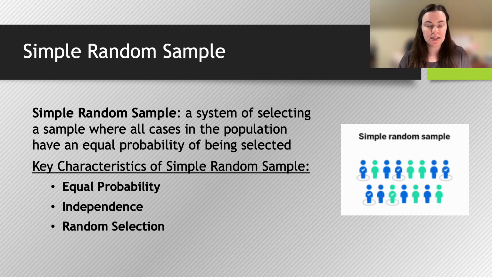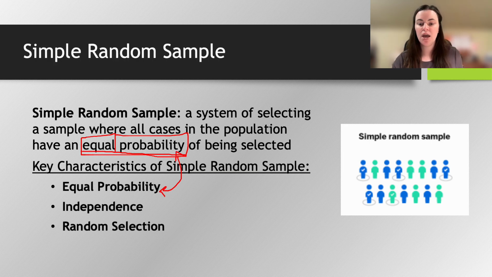The first type of probability sampling technique that we will discuss is a simple random sample. And a simple random sample is a system of selecting a sample where all cases in the population have an equal probability of being selected. And that is our key term here, equal probability. There are a couple key characteristics of simple random samples that I want to bring your attention to. And the first aspect of that is this very concept of equal probability. So again, really driving this aspect home. Equal probability, again, is just that every individual in the population has an equal probability of being chosen. So no one has a greater chance than another person.